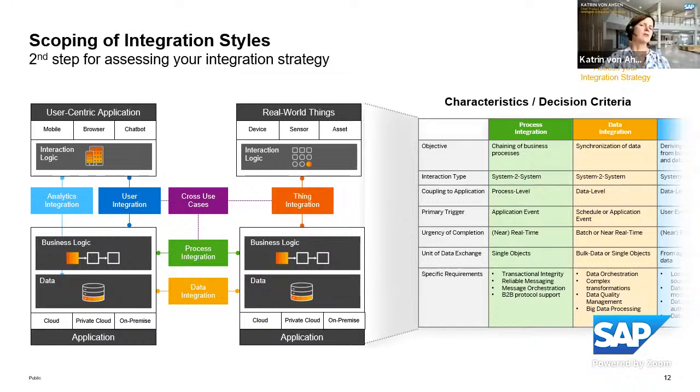In addition to the integration styles, we have the so-called cross-use cases. These are use cases which can be applied to more than one integration style. An example of such a cross-use case is API managed integration, which can be applied, for instance, for user-centric integration scenarios, to govern access towards respective API calls, and process integration, for instance, to perform API monetization and metering.